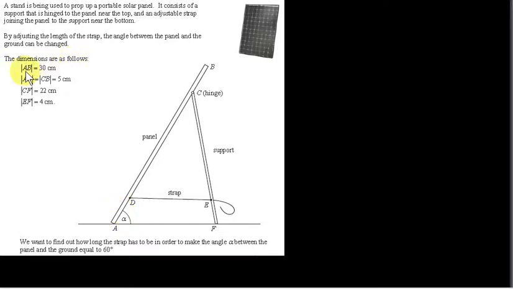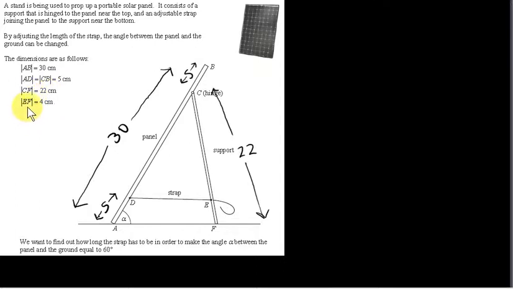The dimensions are as follows. The distance between A and B is 30 centimeters. The distance between A and D is equal to the distance between C and B, which is 5 centimeters. The distance between C and F is 22 centimeters. The distance between E and F is 4 centimeters.